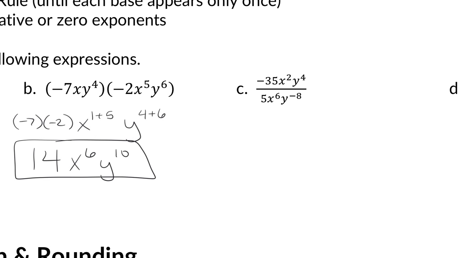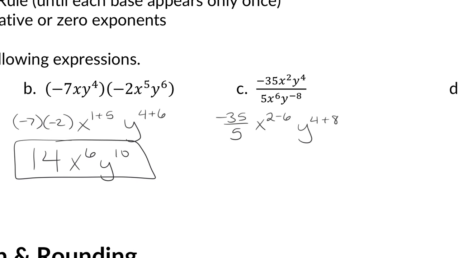The third problem here says -35x squared y to the 4th, all divided by 5x to the 6th, y to the -8th. Now, divide means subtract for exponents. Dividing with coefficients, with big numbers, means to divide, just like multiply meant to multiply. So I'm going to do -35 over 5. I will do x to the 2 minus 6, and I will do y to the 4 minus -8. Whoa, I said minus negative, but what did I write down? A positive. A negative minus a negative becomes positive. Minus a minus is plus.